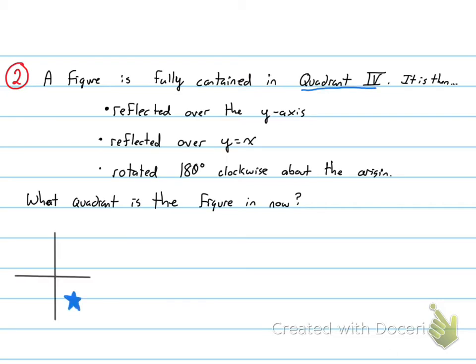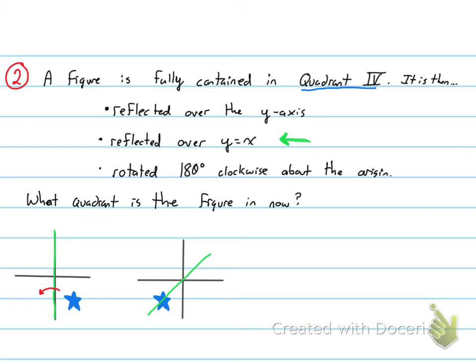So first let's sketch out some figure in quadrant 4. I just drew a star. So I'm in quadrant 4. I'm going to reflect it over the y-axis, which remember is this line right here. So I reflect it over. Now I'm in quadrant 3. Now I want to reflect over the line y equals x. Remember, y equals x is that diagonal line.